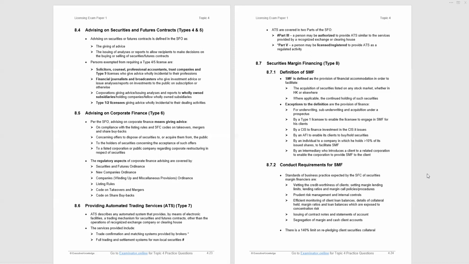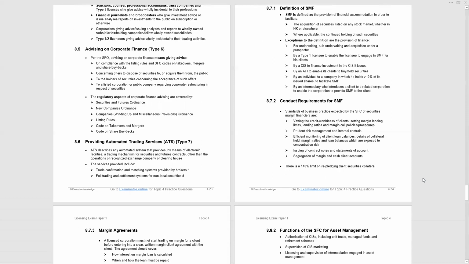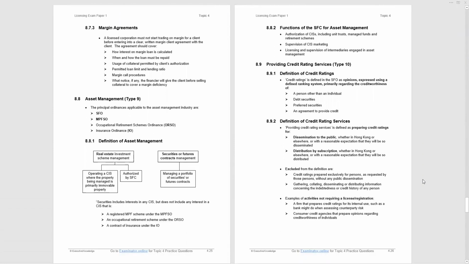Now, what's the big deal about Type 8? Well, a Type 8 license is given to someone usually who is not regulated elsewhere, is not a bank, is not a dealer. And the SFC want them to behave as if they were a bank. And so listed under the conduct requirements for securities margin financiers is all the practices that you would associate with a banking institution. And I'll let you read through those. Margin agreements with regard to securities margin financiers. We list what such agreements should cover.